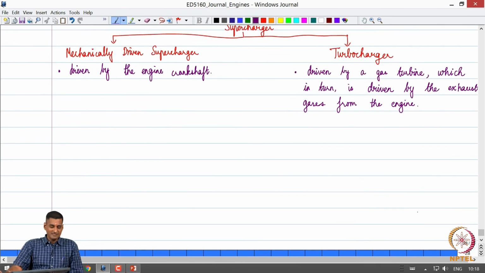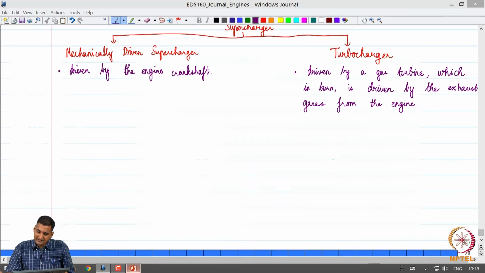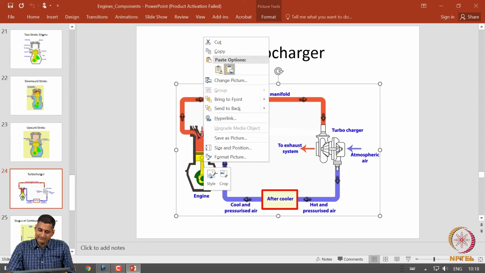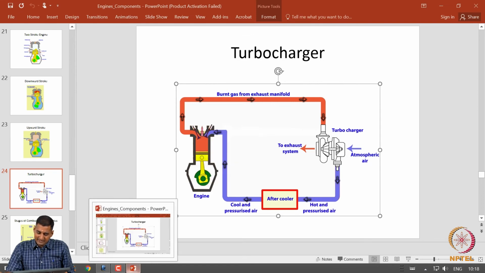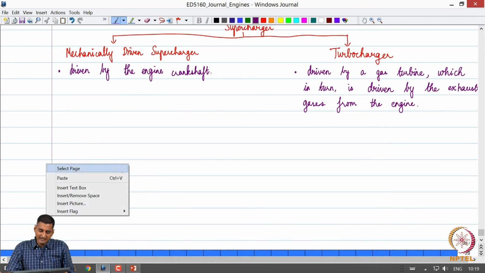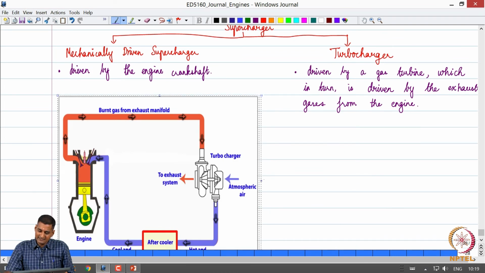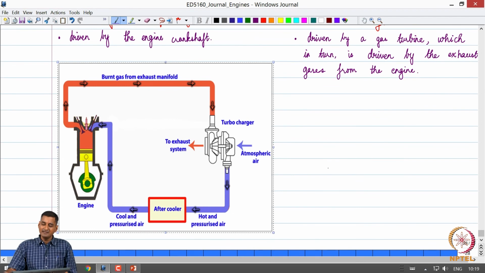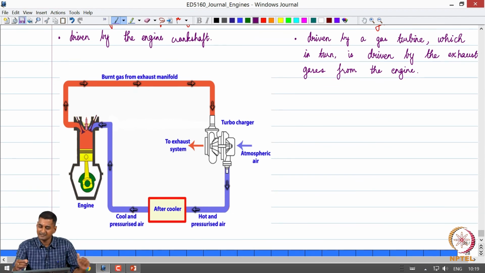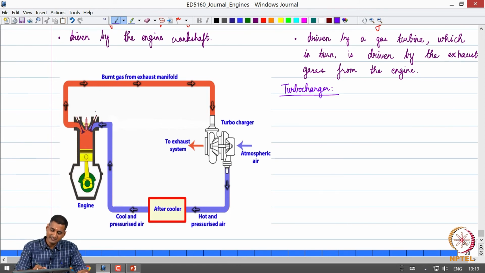So, a turbocharger essentially uses this energy which is available in the engine exhaust to drive the gas turbine, which in turn pressurizes the intake air. So, let us look at how a turbocharger works, and then we will discuss some aspects of it. This is just a broad schematic to explain how a turbocharger functions. We can see that this is the intake valve, and this is the exhaust valve.